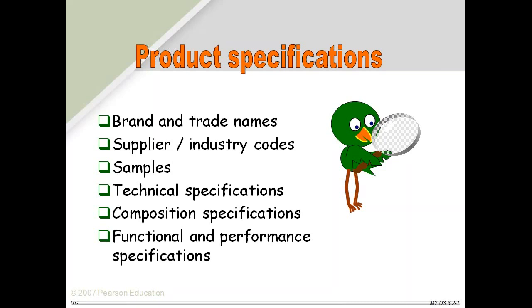Composition specs mean you're trying to give the composition of the raw material. I want so much of aluminium, so much of sulfur, so much of this, and the composition should be like this.